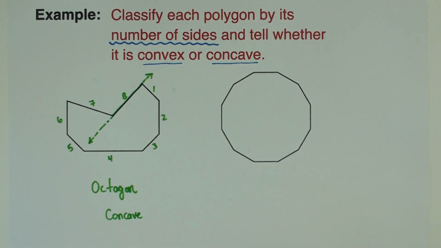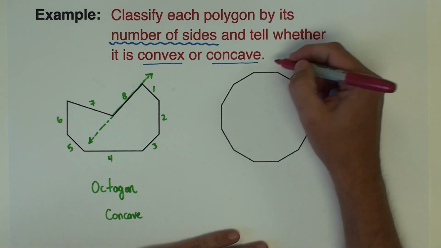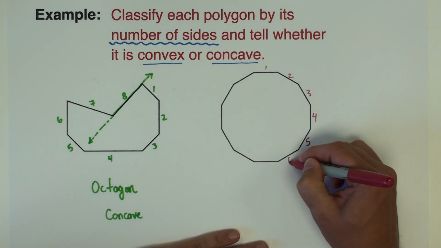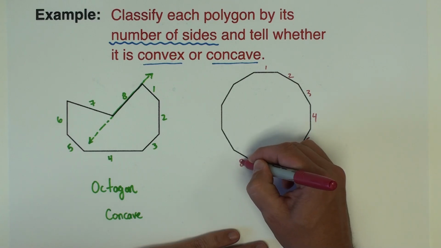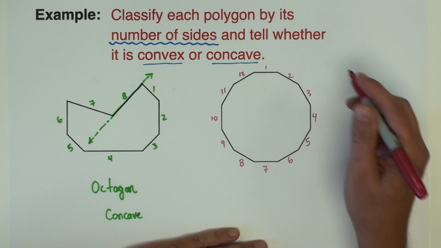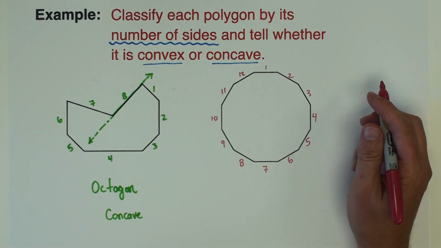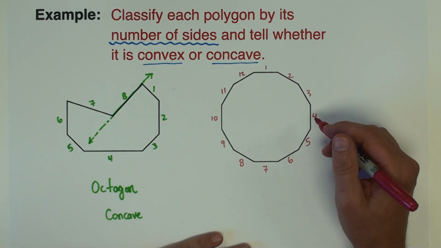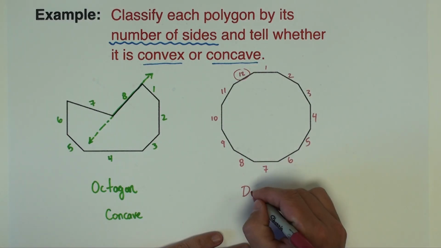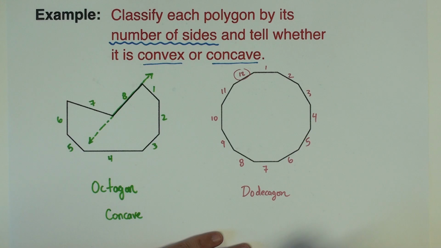Now, our other example to the right, let's name it first by its number of sides. I'm going to number them just to make sure I don't miss any. Sometimes when you count, once you get around to the end, you might find that you've forgotten where you started. So I find numbering them is pretty easy to prevent that from happening. But I have 12 sides. 12 sides is a dodecagon.